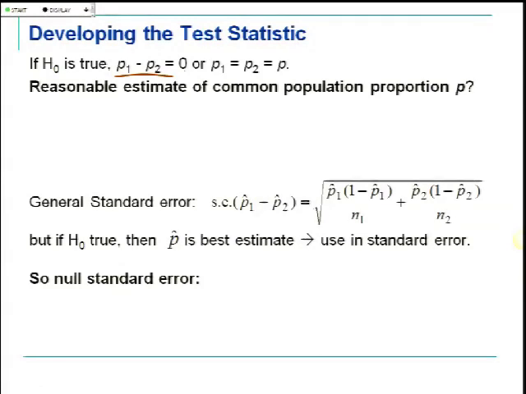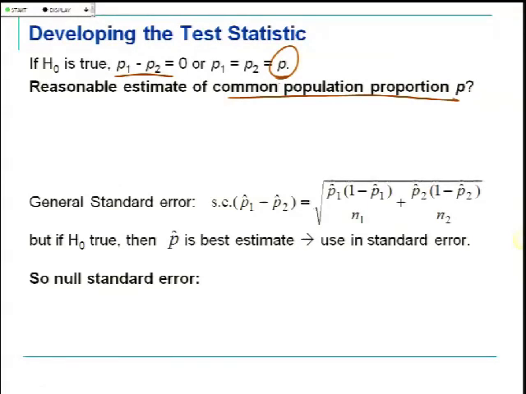So instead of having the women's rate and the men's rate separately, if really they came from one big population where the rates are the same, put all the data together. There's a common population proportion. Don't have to distinguish between the two groups. So this common population proportion is what I want to use my data to estimate and use that in the standard error to have an improved standard error.